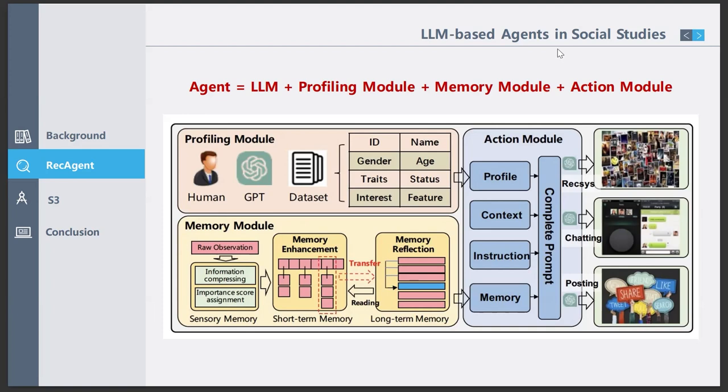In the profile module, the users can freely indicate the characters of the agent, for example, the ID, the gender, the traits, and the interest of the agent, and by indicating these characters, the agent can follow the instruction and behave just like the characters of the agent. In the memory module, the authors design a memory mechanism composed of three memory components: the sensory memory, the short-term memory, and the long-term memory. In the following, I will detail these memory modules. In the action module, the agent decides what action should be taken and when to take these actions.